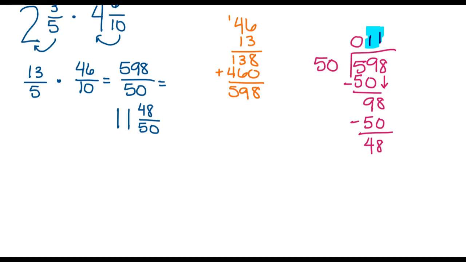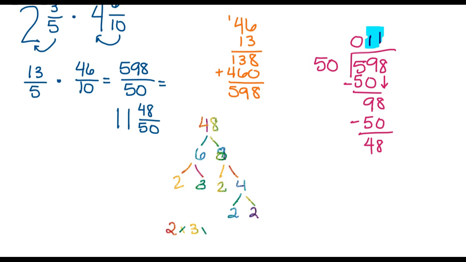I know this is a lot lengthier, but now we have to go back and see what happens if we break it down. So let's break this down. We're going to do 48, make my factor tree. Let's do 6 times 4, 6 times 8. Yeah, I like that. 2, 3, 2, 4, and 2, 2. So this is 2 times 3 times 2 times 2 times 2.